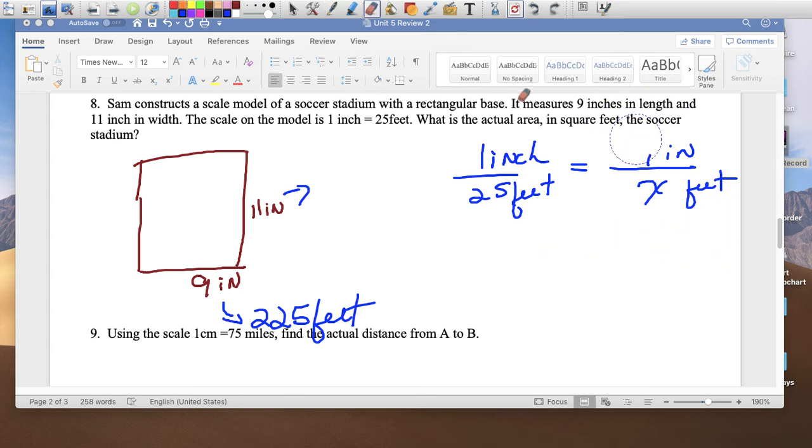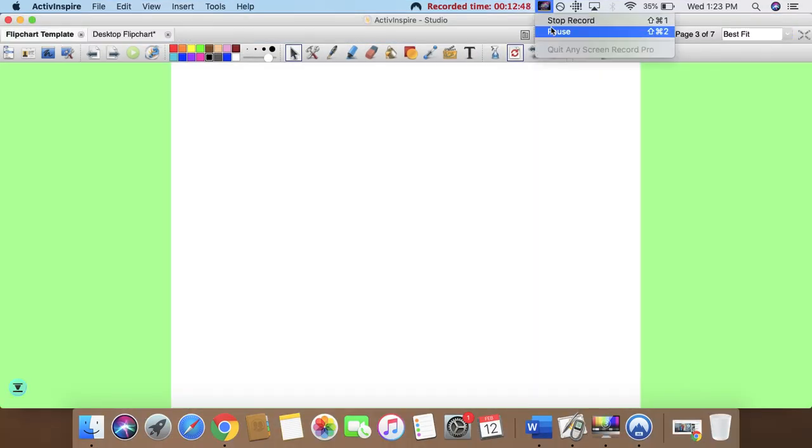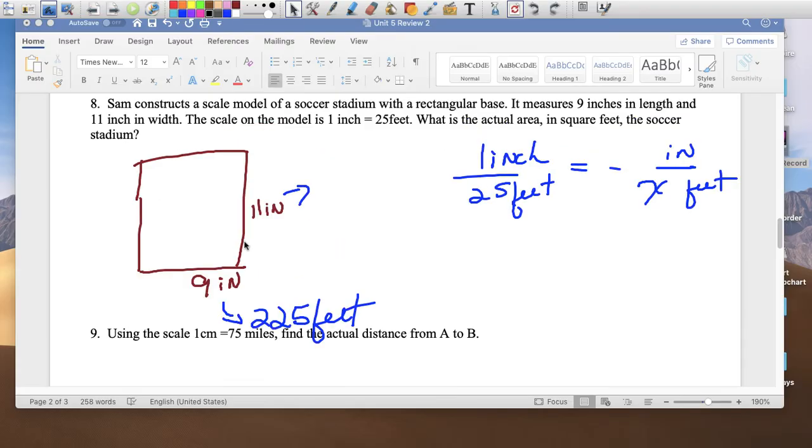I'm going to come back, and I got to measure this other side and see what that is in real life. And hang on a second. Alright, so where was I?